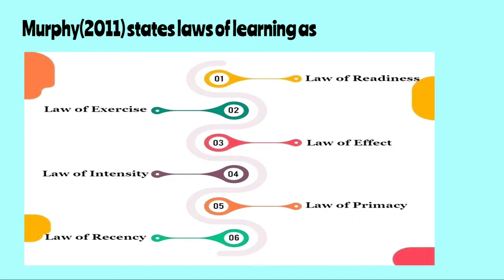Then a law of primacy. What is of prime importance at a particular point of time can also be taken into account. And then law of recency. It is based on the premise that if we know the previously done task better, if we have mastery in it, then only we can engage better in the recent tasks. So these are six laws of learning which are also applied in the game.